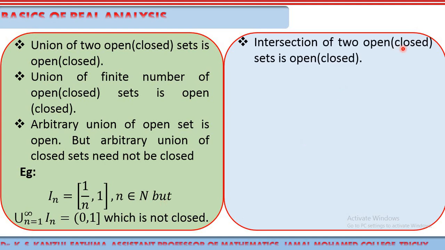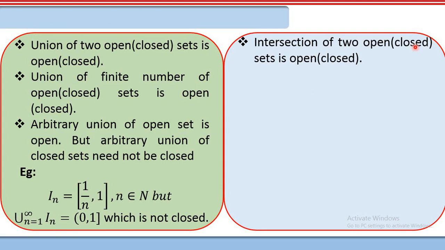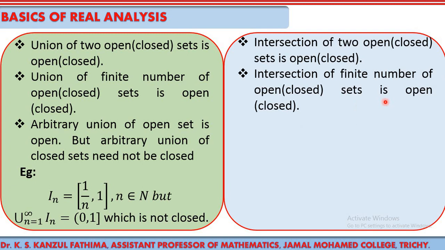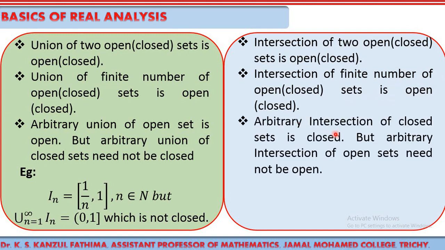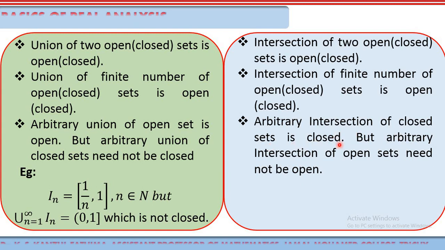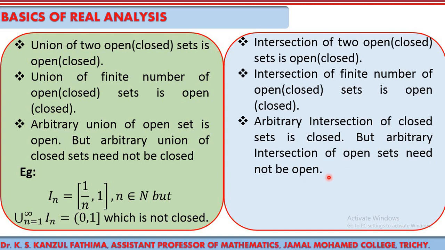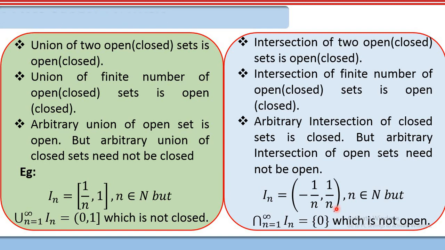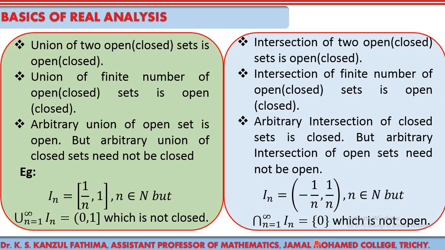Similarly, the intersection of two open sets is open, the intersection of two closed sets is closed, the intersection of a finite number of open sets is open, the intersection of a finite number of closed sets is closed, arbitrary intersection of closed sets is closed, but arbitrary intersection of open sets need not be open. The counterexample is I_n equal to the open interval (minus 1/n, 1/n), where n belongs to the natural numbers, but the intersection of I_n will be equal to {0}, which is not open.